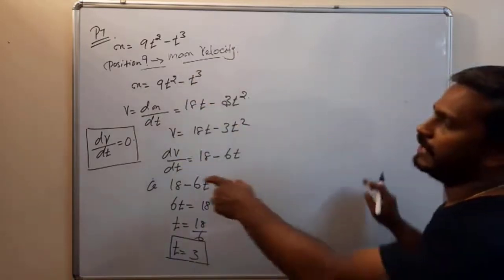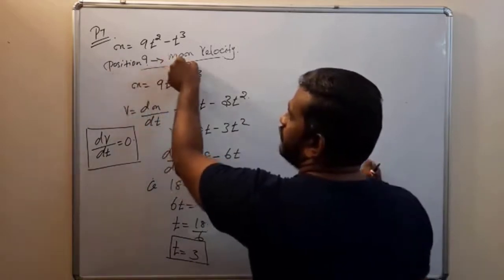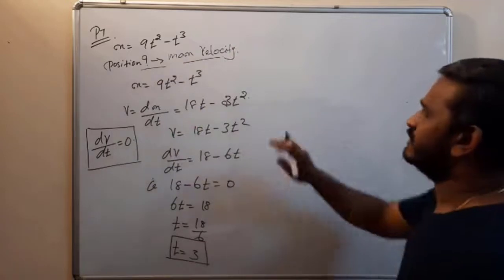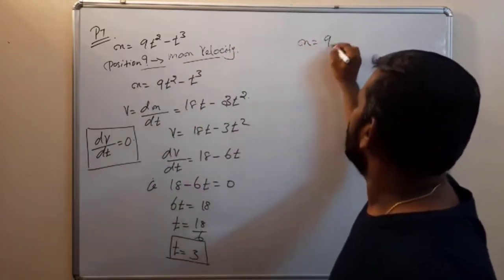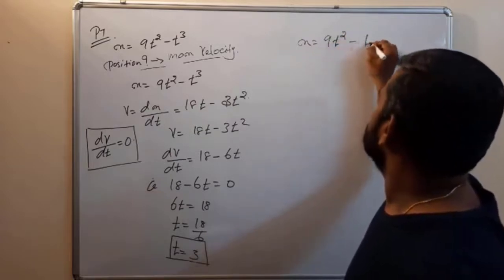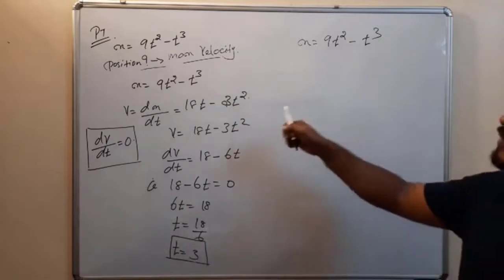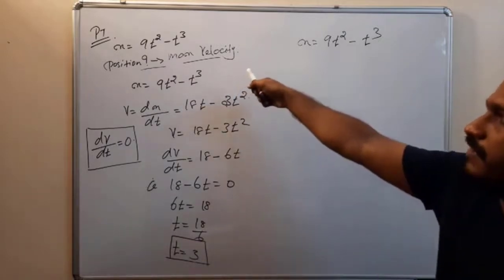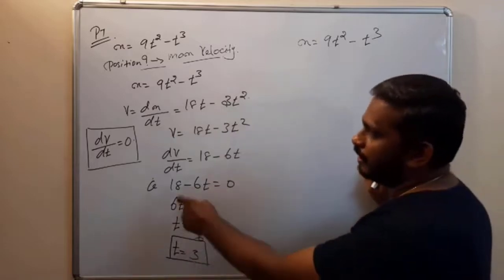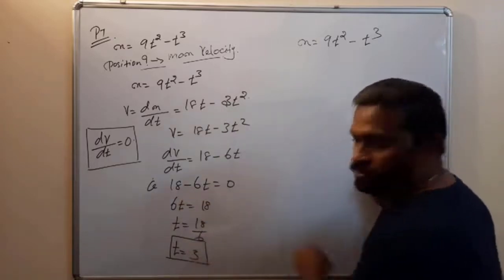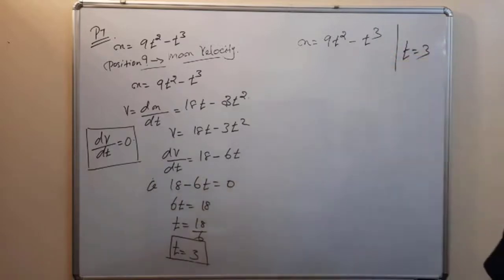So what do we have to find? We have to find the position of the object when it reaches the maximum velocity. The position of the object is x equal to 9t square minus t cube. So we have to find the position of the object when time is equal to 3 seconds, t is equal to 3.